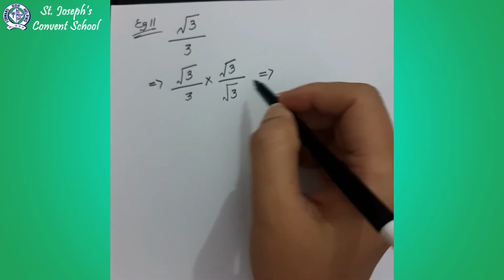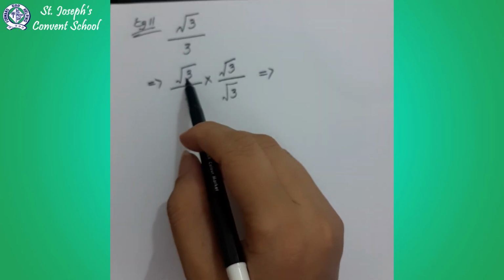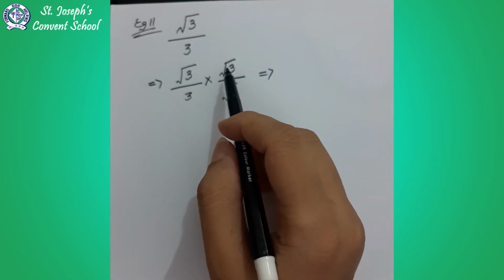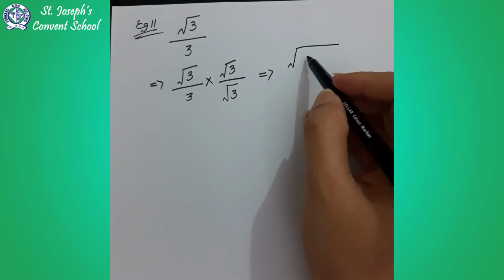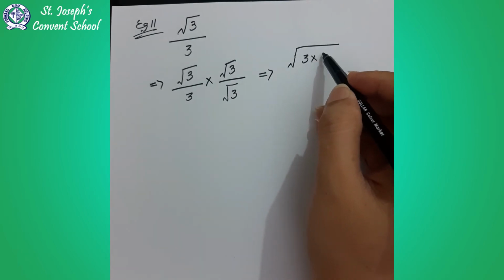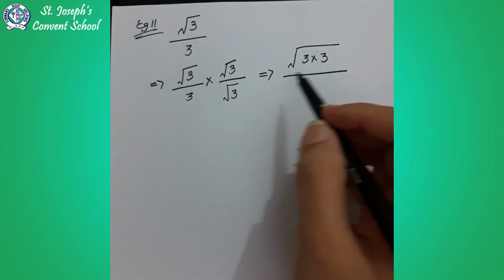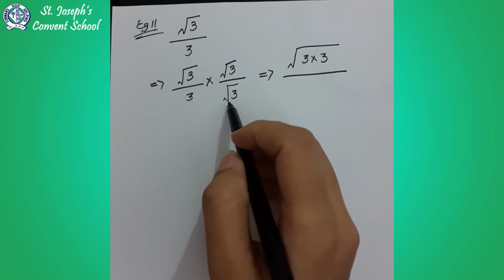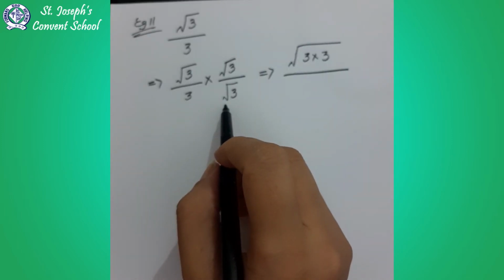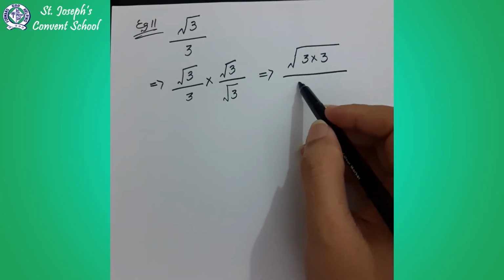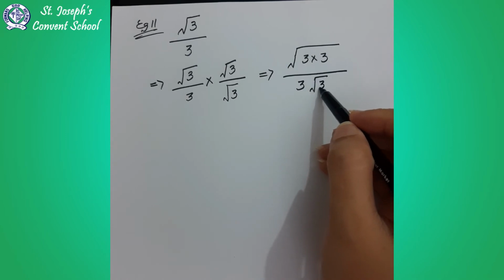Now numerator into numerator, both are in the root sign. Both the numerators are in the root sign, so you will write them in one root, 3 into 3, both in one root sign, divided by 3 into under root 3. This is without root, so write it as it is. This is with root, write it as it is. So let's write 3 under root 3.